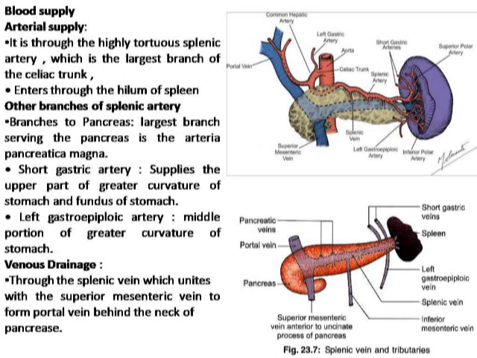The short gastric and left gastroepiploic branches pass between the layers of the gastrosplenic ligament. The main splenic artery generally divides into superior and inferior branches, which in turn subdivide into several segmental branches.